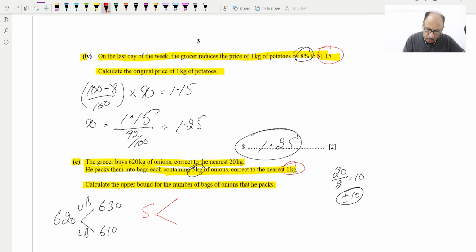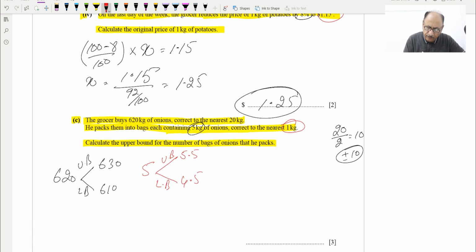So upper bound will be 5.5 and lower bound will be 4.5. This will be lower bound. Now we need to calculate the upper bound of the number of bags. Okay, so 630, we need to calculate the upper bound.